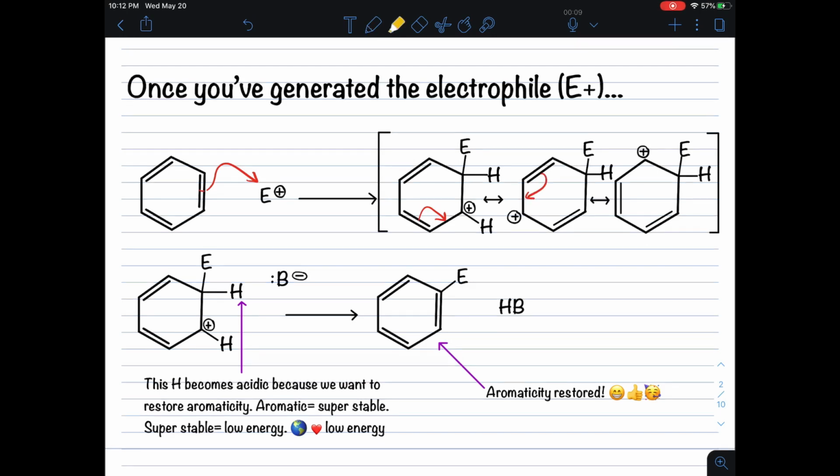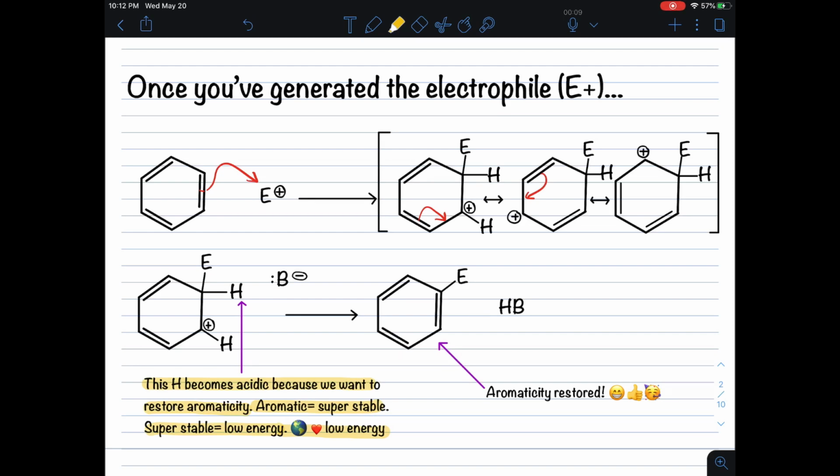Now, the hydrogen on the carbon that has both the electrophile and the hydrogen attached to it will become acidic. Why? Because benzene wants to be aromatic again. Being aromatic means you are stable, and being stable means you are very low energy, and the universe just loves low energy products. So benzene just wants to be loved again by the universe, so it's going to tell hydrogen to get out of here, to get lost.